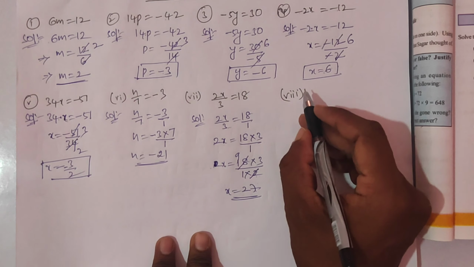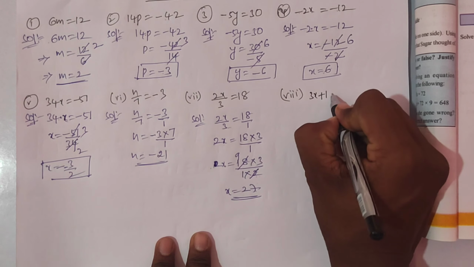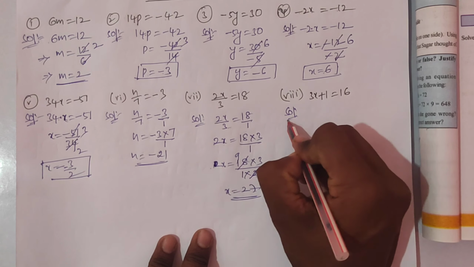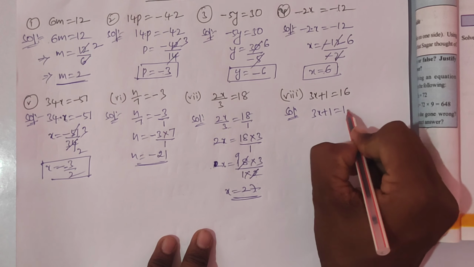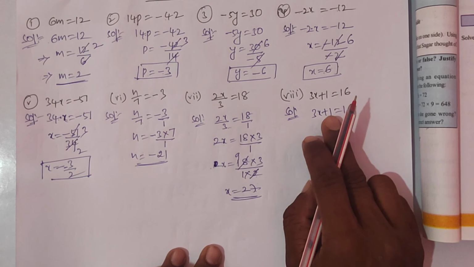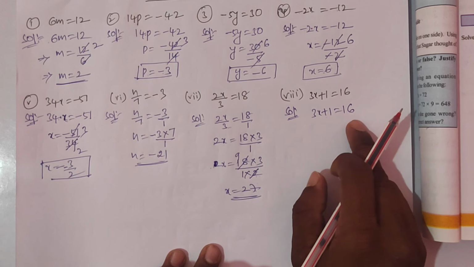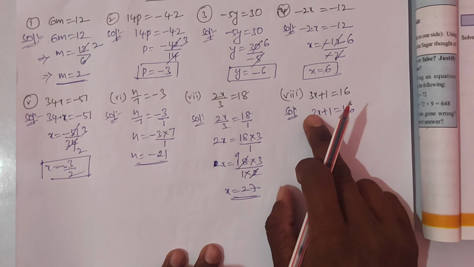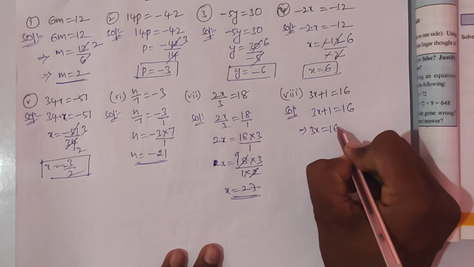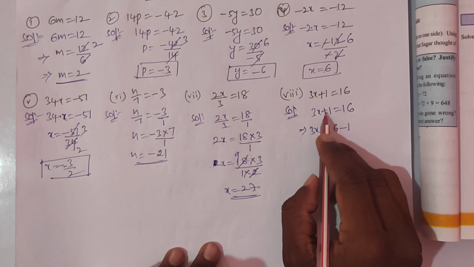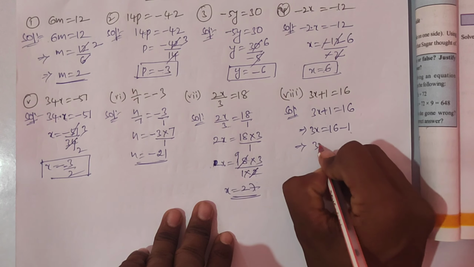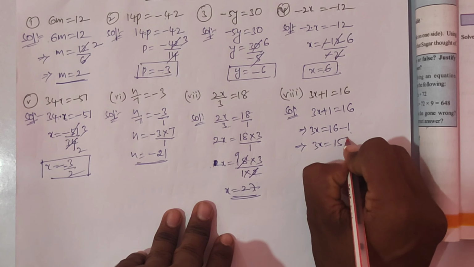Next, eighth one. Eighth question is what? 3x plus 1 is equals to 16. So what is given first here? 3x plus 1 equals to 16. First we have to transpose. According to this, we have to transpose two terms here. First we have to transpose 1, then we have to transpose 3 to get the value of x. This implies 3x equals to 16 minus 1, because transposing from LHS to RHS, plus becomes a minus. This implies 3x equals to 16 minus 1, which becomes 15.